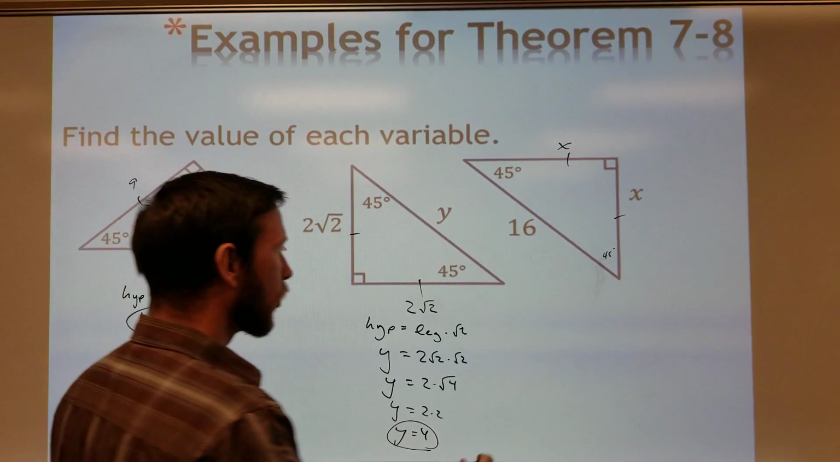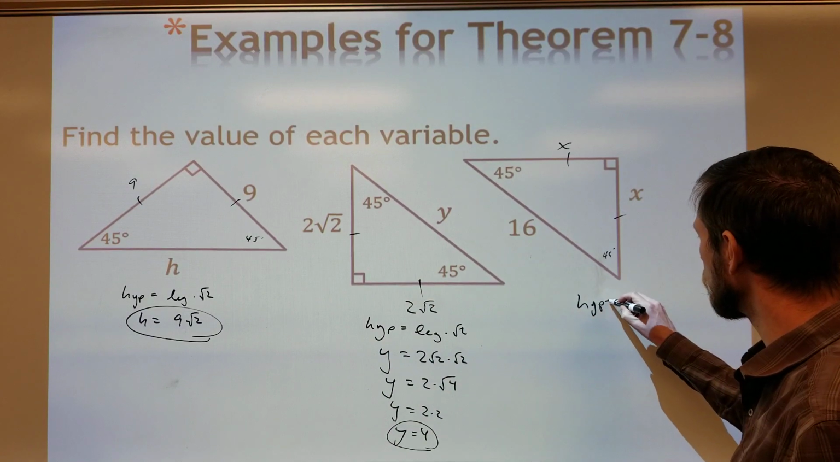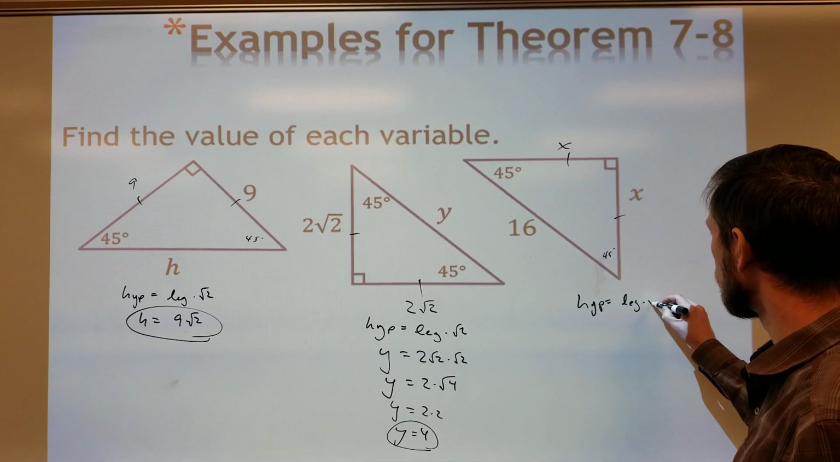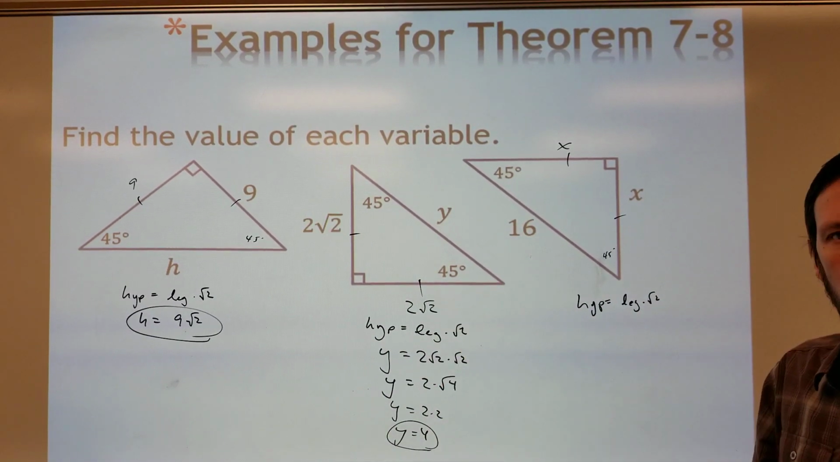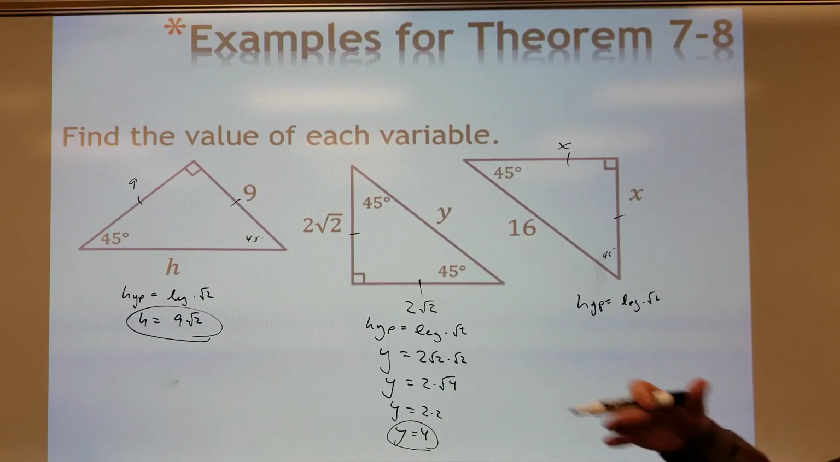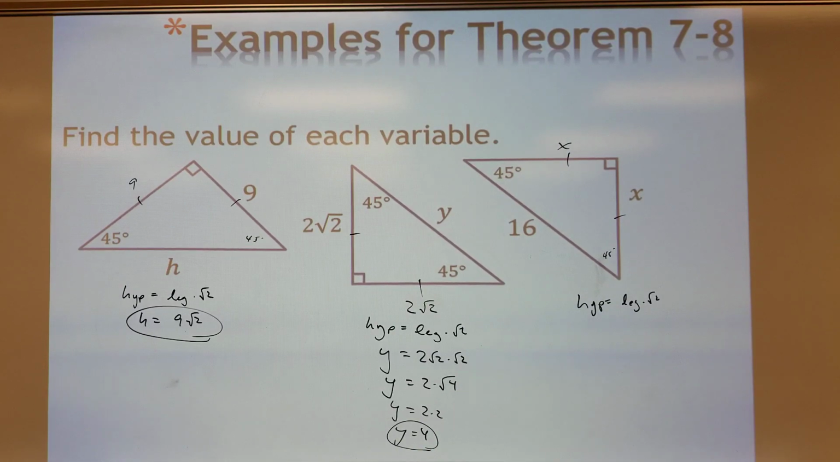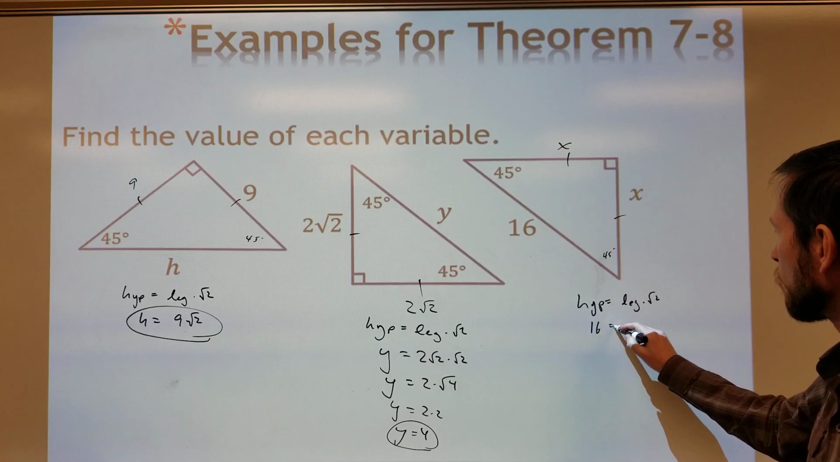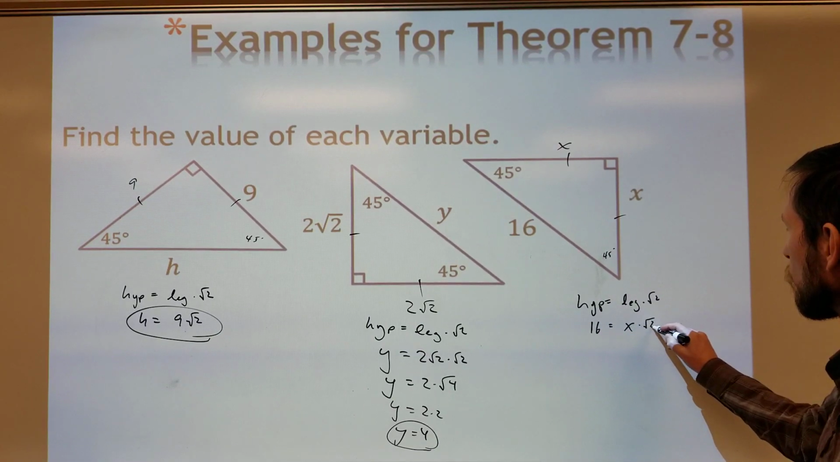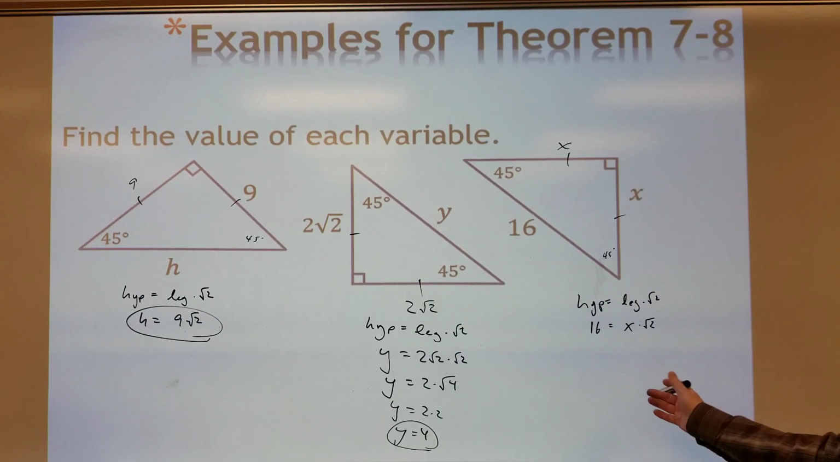On this side, we know that the hypotenuse is equal to the length of the leg times the square root of 2. We're going to write down that formula every single time so that you can build your understanding of that relationship. The length of the hypotenuse is equal to the length of the leg times the square root of 2. Well, this one's going to be a little more challenging, okay?